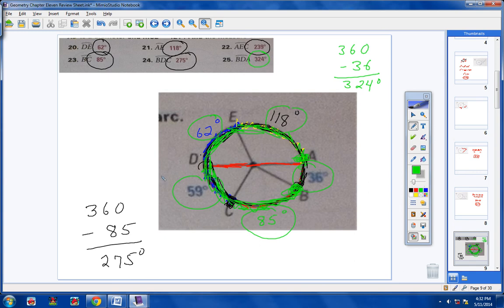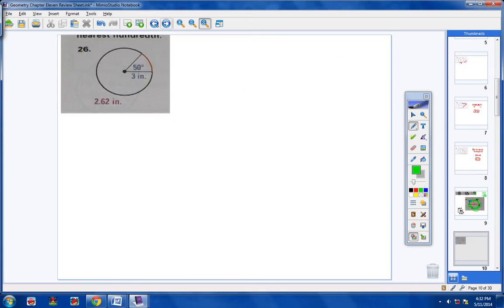Okay, moving on to numbers 26 through 28. The directions read: find the length of the red arc. Round your answer to the nearest hundredth. Okay, here we go. Now in your notes, I broke this down into two steps for you. Anytime you're looking to find not the measure, but the actual length of an arc, I gave you two steps.